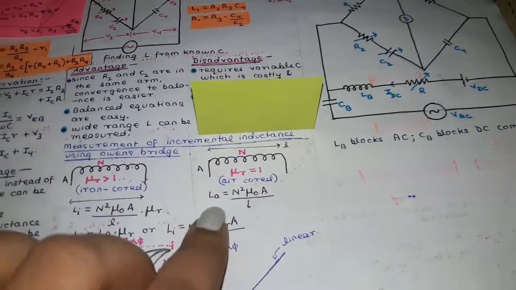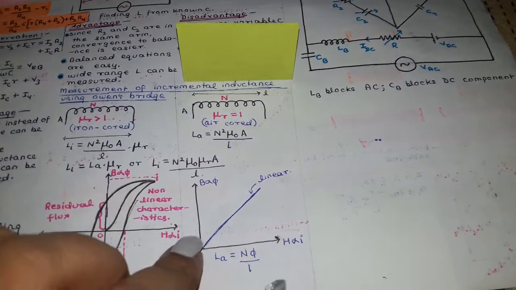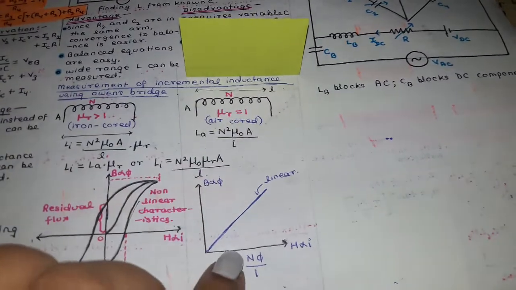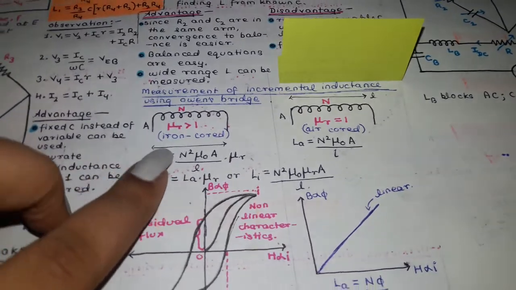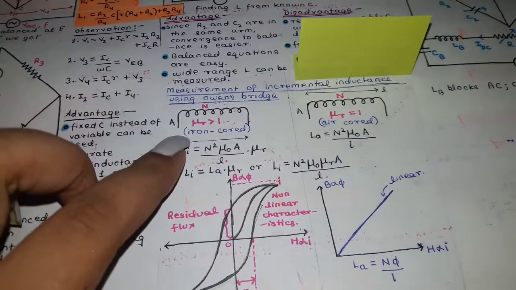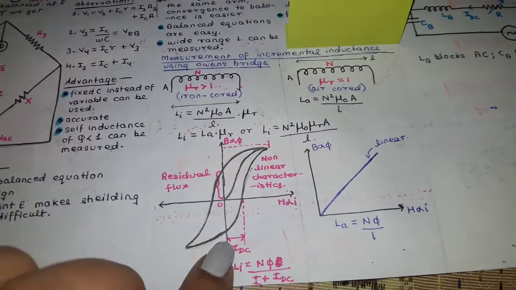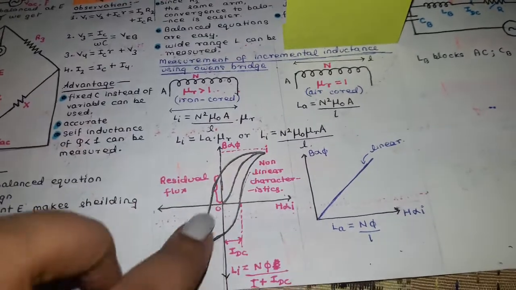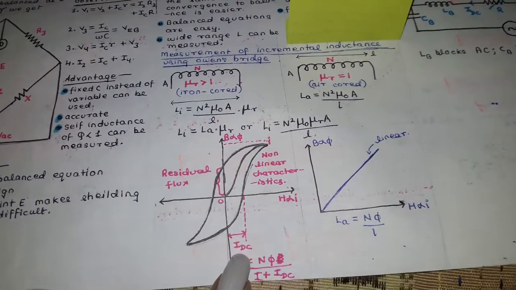So this is easy. You use this formula and find it out, because there is a linear BH curve. So here you don't have any problem. The method is simple. But for finding out the inductance of a coil that has an iron core, you cannot simply use the formula. The relationship is not linear in nature, and this BH curve induces some IDC. This is an undesired component.